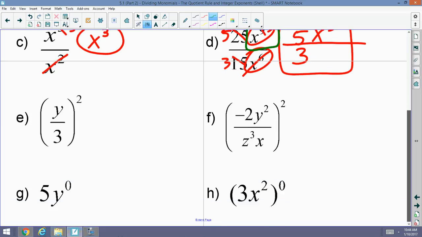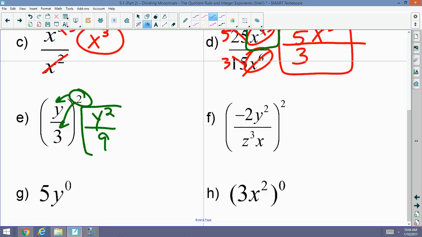How about for e? I got y over 3 squared. So what does this remind you of? What do I have to do with this outside exponent? Distribute it. So this will become y squared over 9. Ding dong, the witch is gone.